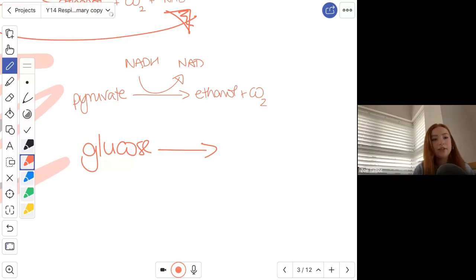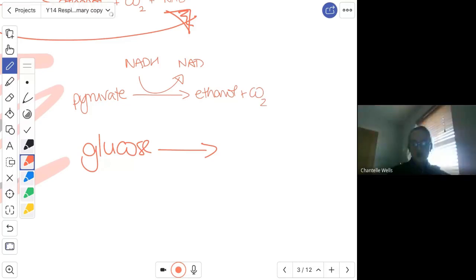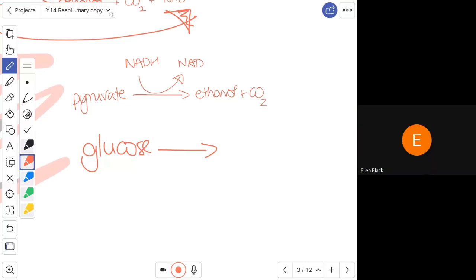I'm not sure. Anybody? We use it to make alcohol. Chantal, can you remember? No. Ellen Hamilton? Yeast cells. Ellen Black, that was very good.